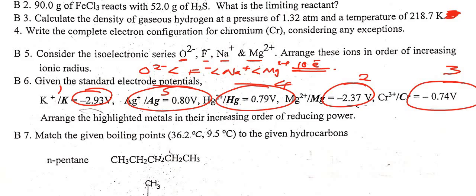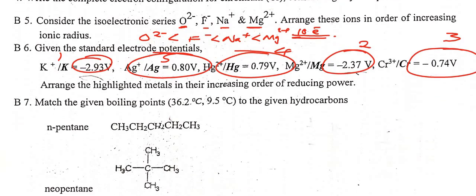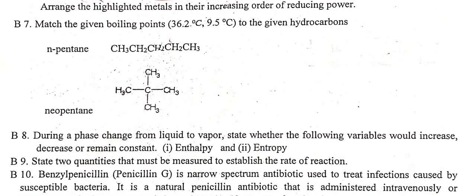Yeah, then look at B7. They're saying match the given boiling points to the given hydrocarbons. We have 36 and 9. So we have n-pentane and we have neopentane. Neopentane is made up of a quaternary carbon, because we have four alkyl groups. This is a quaternary carbon because there is no hydrogen bonded to it. There is no hydrogen on this central carbon. So that's the reason why we're saying it's neopentane.